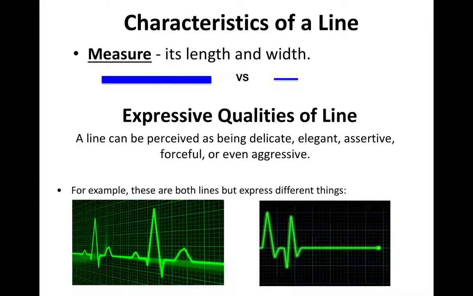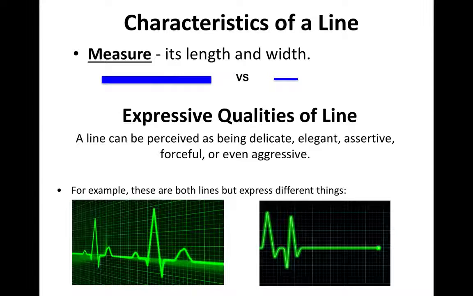They can be delicate, elegant, assertive, forceful, or even aggressive. And that's where I've given you two lines down at the bottom and what they present. So when you look at the image on the far left, it's giving us this rhythm of this heartbeat that seems normal and healthy. But then if we look to the right, where we see this beat and then it stops and it flatlines, it actually becomes a flat line.